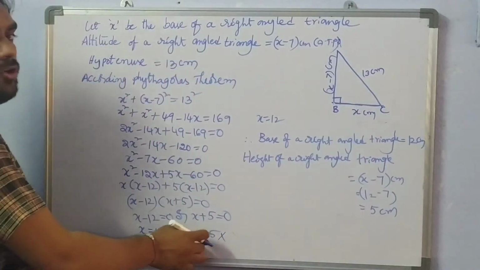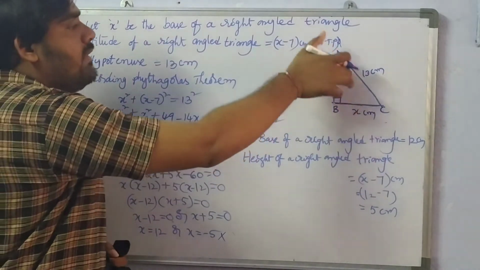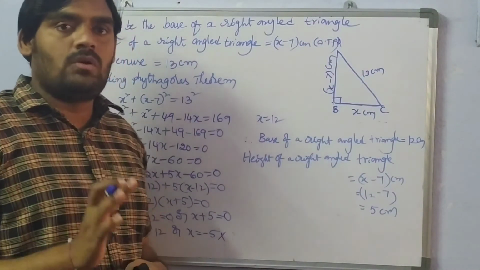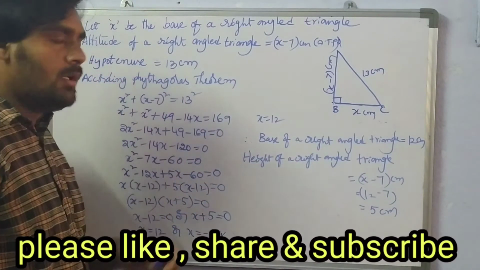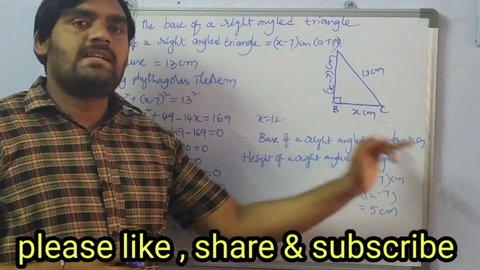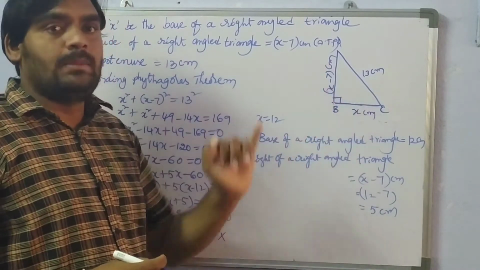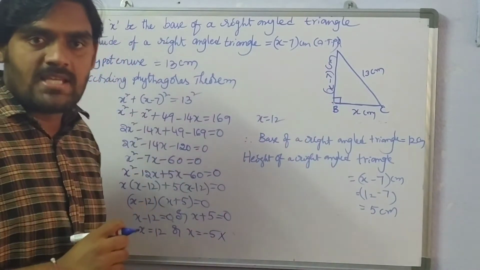See here, x is equal to minus 5, we should not take, because the length of the sides of a triangle is always a positive number only. So x is equal to minus 5 we won't consider. We will take x is equal to 12. If you take x is equal to 12, the base of your right angle triangle will become 12 centimeters. The height of your right angle triangle will be x minus 7 centimeters, so 12 minus 7 is equal to 5 centimeters. Once check this one.